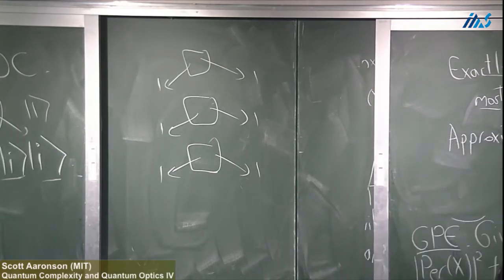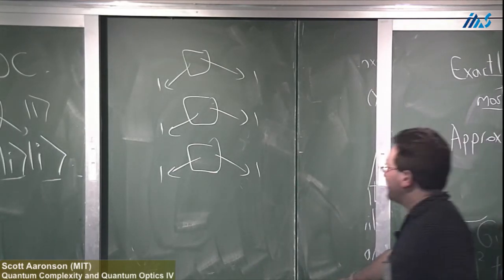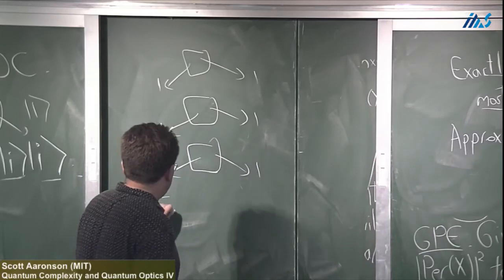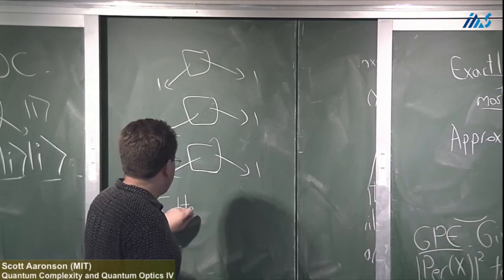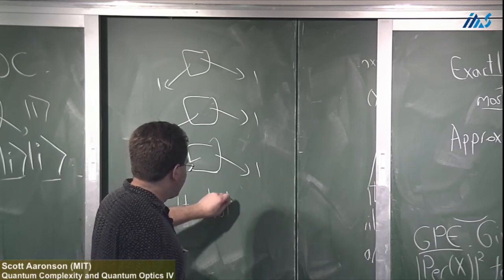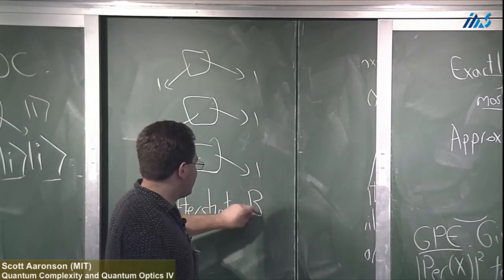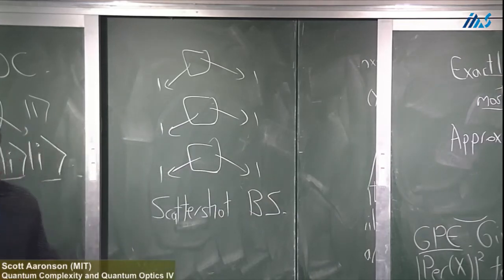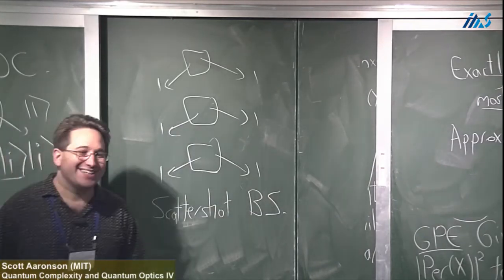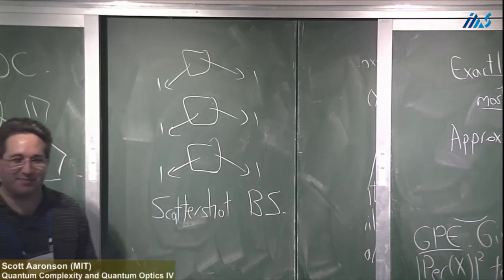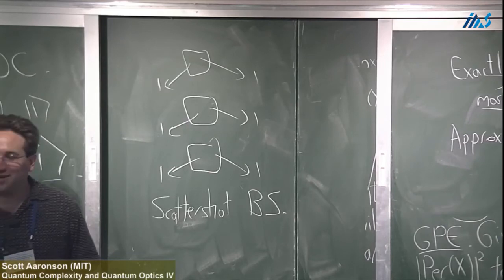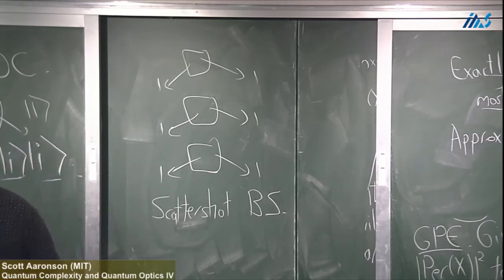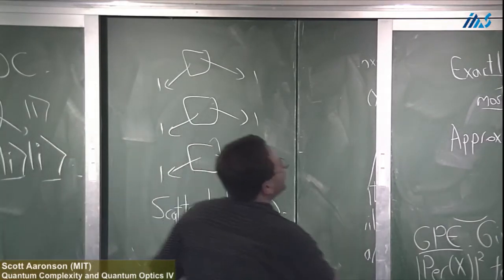Okay, so let me tell you the idea. I at least decided to give the idea a name. The name that I've given it is scattershot boson sampling, or scattershot BS. This lends itself to many jokes. Like someone pointed out to me that scattershot BS is an excellent way to get a paper in Science or Nature.